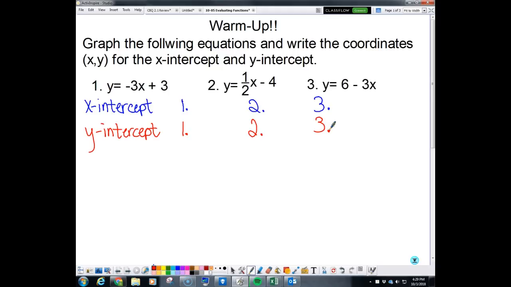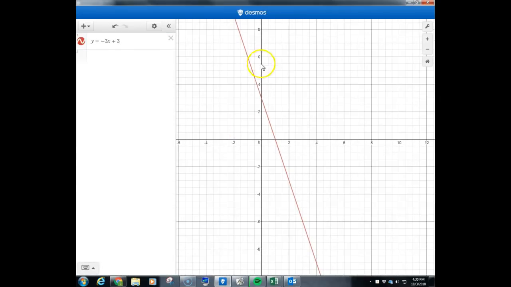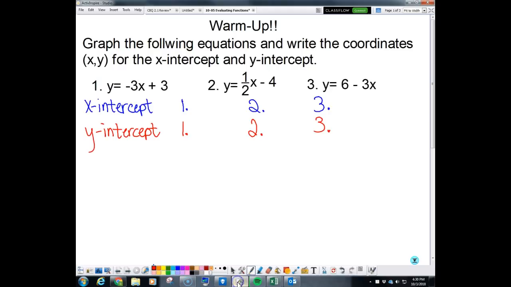Okay, so if I open up Desmos, I'm going to type y equals negative 3x plus 3. Okay, so remember, my y-intercept is where it crosses the y-axis. Okay, so the y-intercept is 0, 3, and the x-intercept is 1, 0. So the x-intercept is 1, 0, and the y-intercept is 0, 3. All right, let's check this next one.